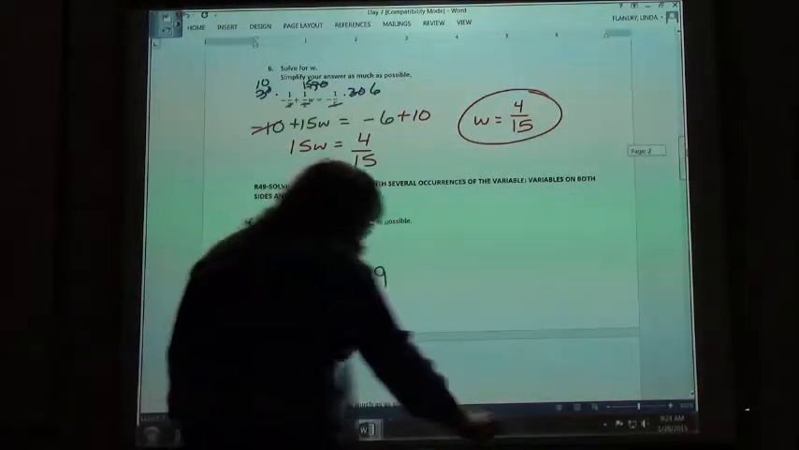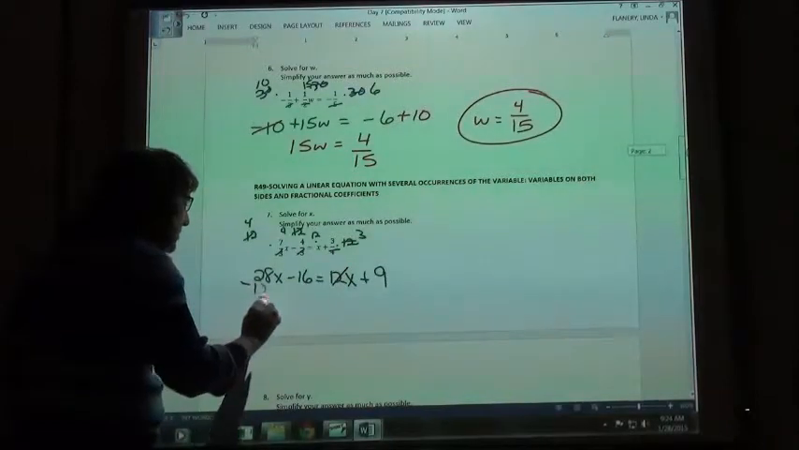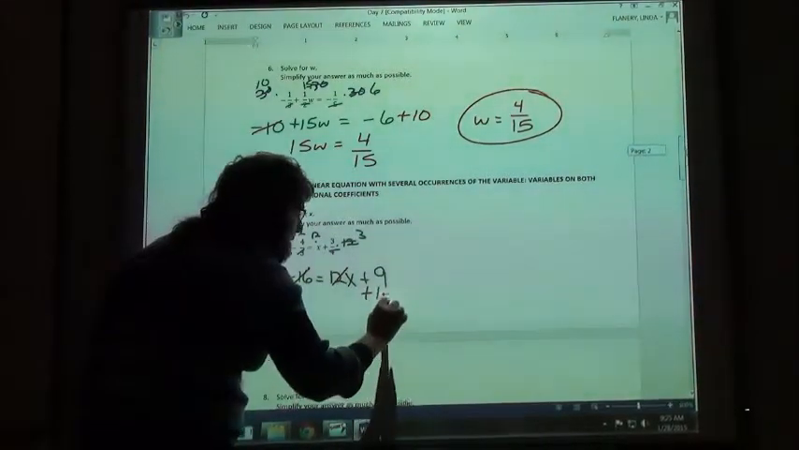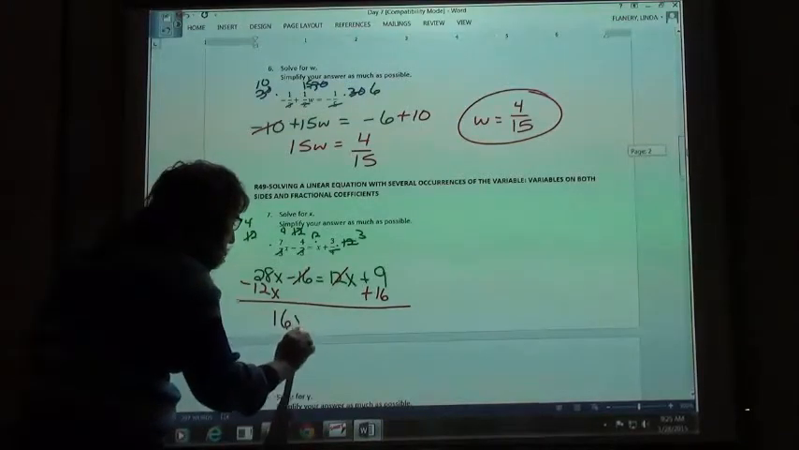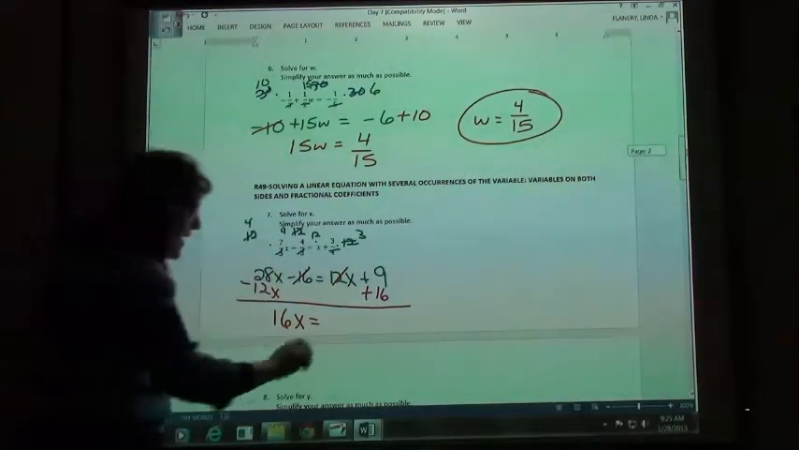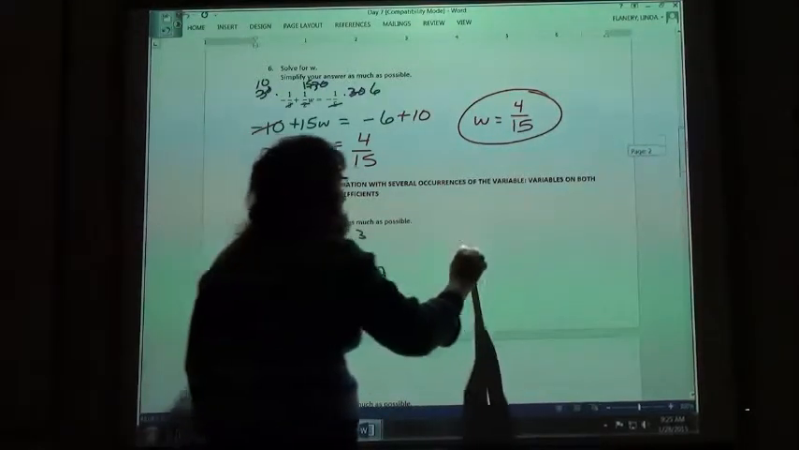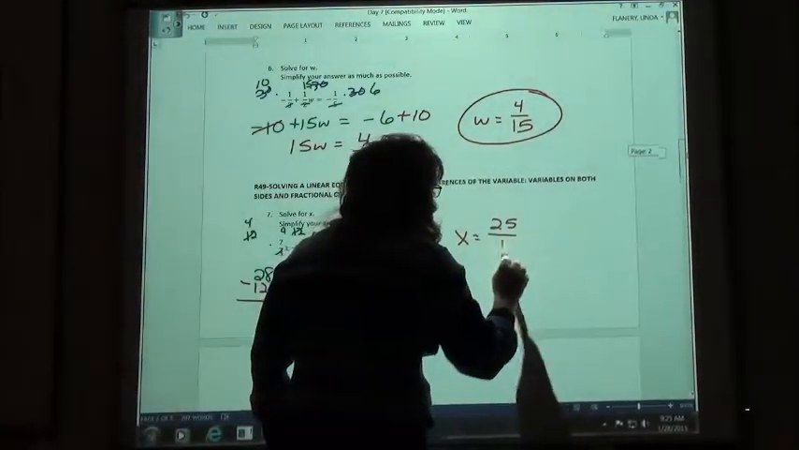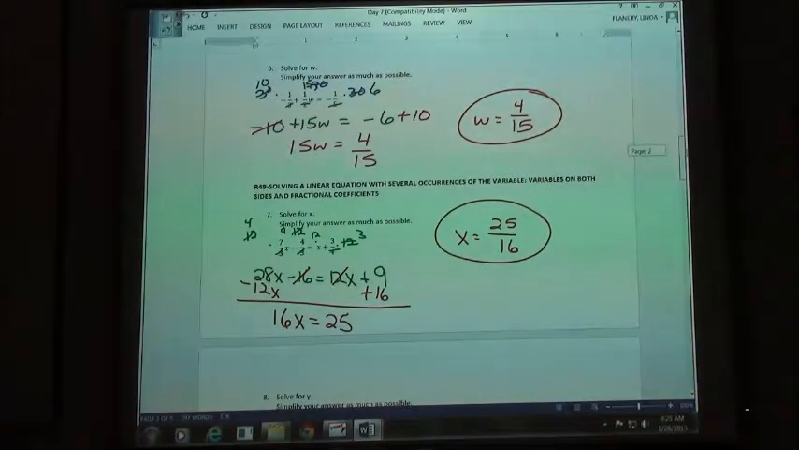So I want to solve that. Since I have both numbers and variables, I'm going to move my variables to the left, my numbers to the right. So I'm going to minus my 12x and add my 16 to move it over. 28 minus 12 would give me 16x, and 9 plus 16 is 25. And then, of course, my last step is dividing. So x is going to equal 25 over 16. I can't simplify that, so that's going to be my answer.